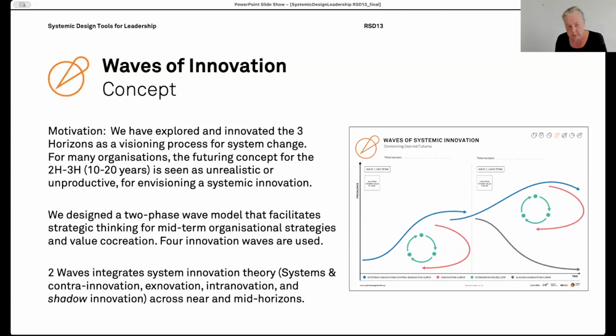Typically, the timing manages thinking. And so the idea is to think about different waves of innovation. The blue one is what we call contra-innovation or systemic innovation.